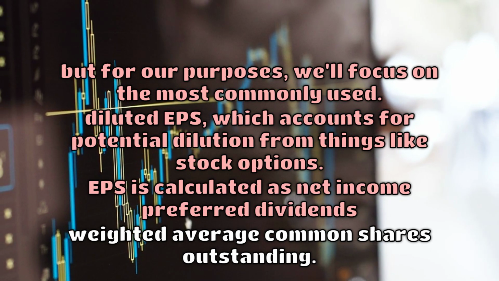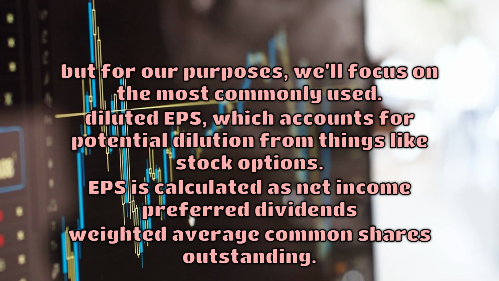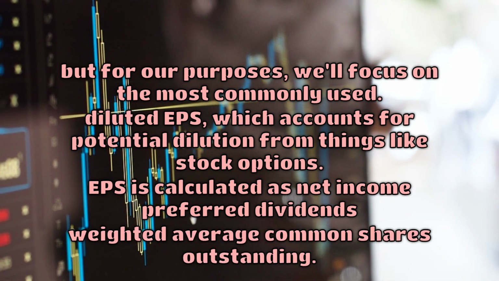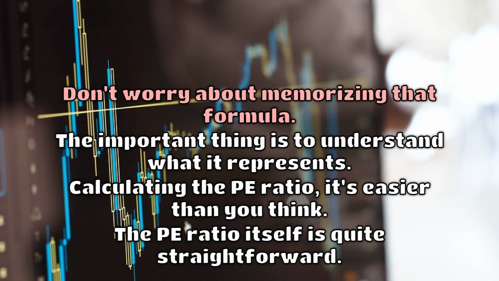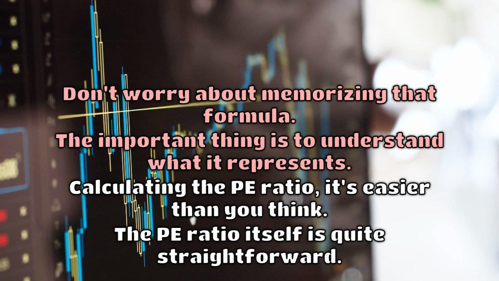EPS is calculated as net income minus preferred dividends, divided by weighted average common shares outstanding. Don't worry about memorizing that formula. The important thing is to understand what it represents.